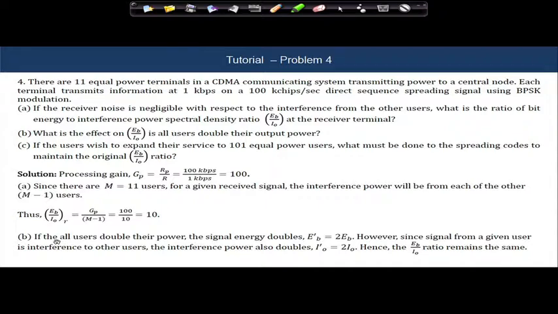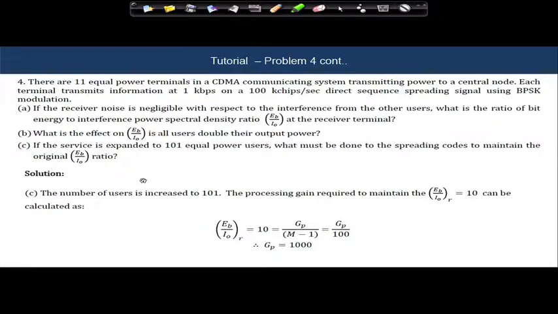Now in part B, what happens if all the users double their power? If all users double their power, the corresponding energy also doubles. However, since each user has double the power, the interference power also doubles, because for a given user, the signal from all other users is like interference. So since all users have doubled their power, the interference power also naturally doubles, and therefore we see that the EB by I0 ratio remains the same.